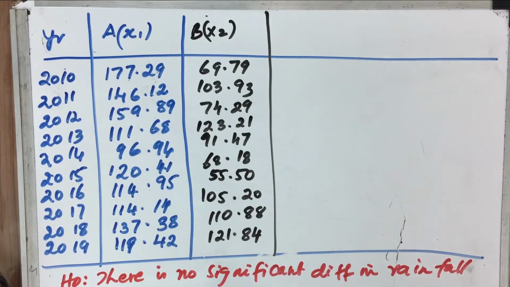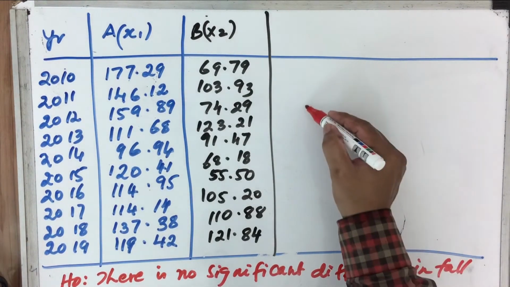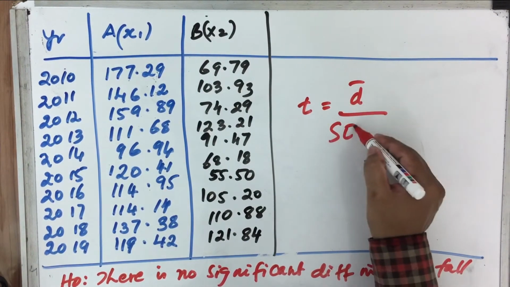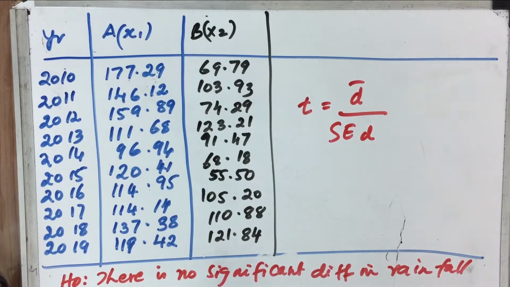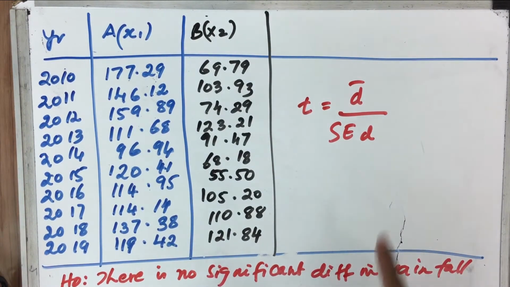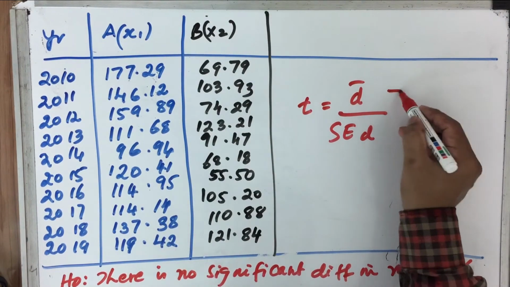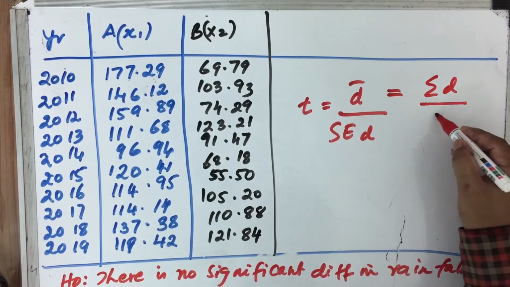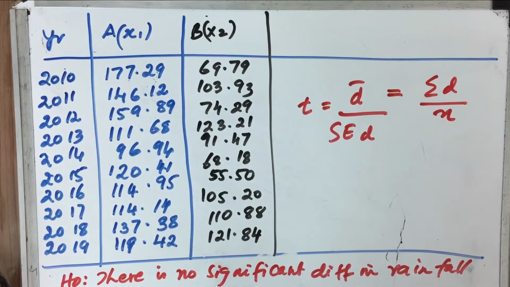The formula we will be using is T is equal to D bar divided by the standard error of the difference. So we need to find two things. First, we need to find the D bar. Second, we need to find the standard error. Let us find the D bar. We know that D bar is equal to the summation of all the D differences divided by capital N. Let us see how to go ahead with this. This is the first thing we are going to find.